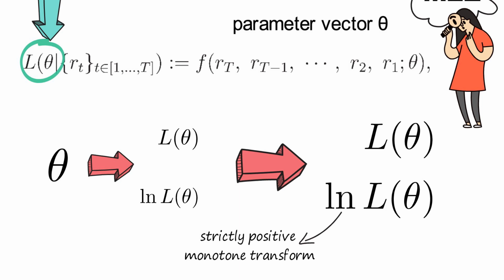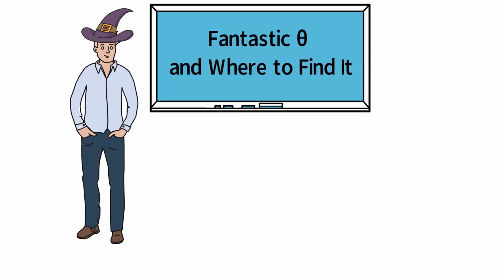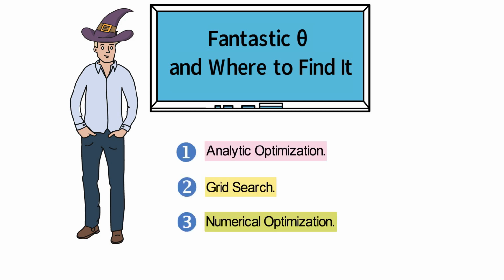I'm going to provide you now with a big picture overview of how to find the theta that maximizes the log likelihood function. There are three classical optimization approaches to find the MLE, which we call theta hat ML. There's the analytic optimization, the grid search, and the numerical optimization. Now let's add a word to each of these approaches. Let's start with the analytical optimization.